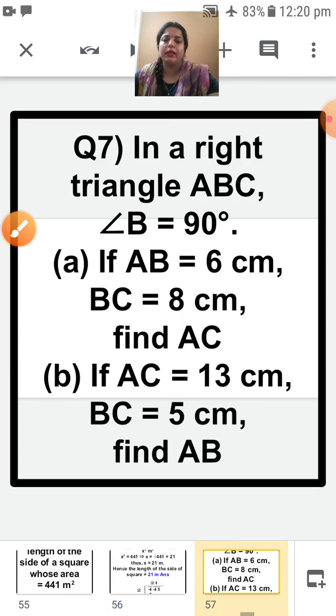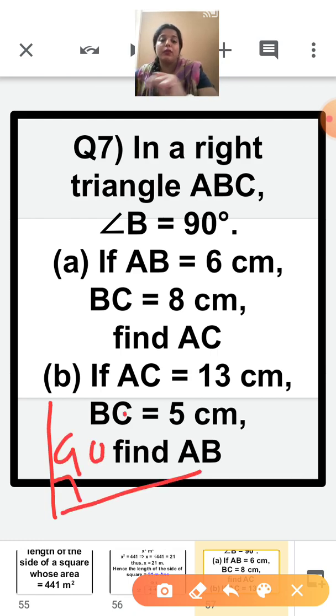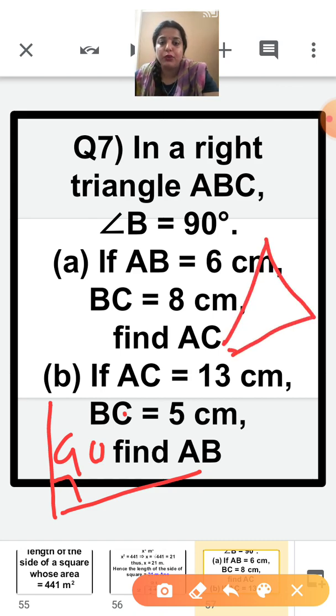Now let's see what is there in the next question, question number 7. Now in a right triangle ABC. What is the meaning of right triangle? Right triangle means when two sides meet together they can form 90 degrees. Initially what shape are we saying? Triangle like this. In this type of figure you have, because the sum of all the angles in a triangle is 180, children.